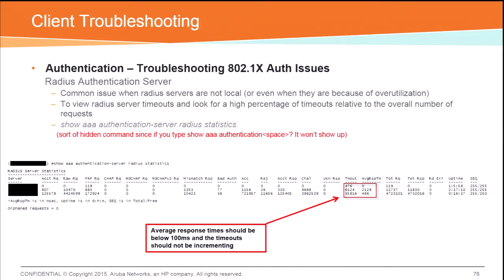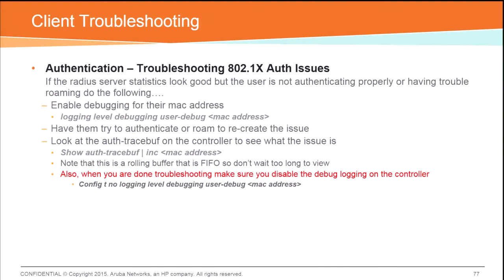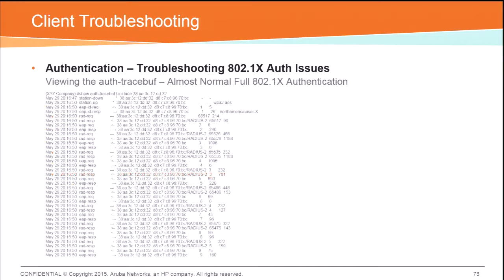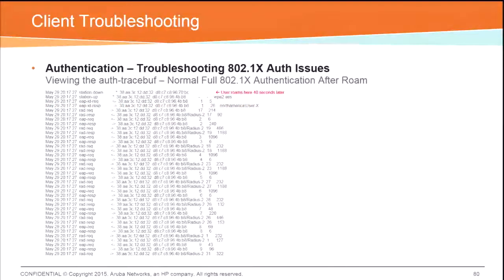So PMK caching, OKC. Check your RADIUS server: what are the response times, the time to live, and the round trip times for your RADIUS server. And on the controller you can do a show auth-tracebuf, which will extensively tell you what's happening. So this is a complete 802.1X authentication. You see the station doing many handshakes, and at the end the client is connected to the network, and each step shows success. So this is the normal one.